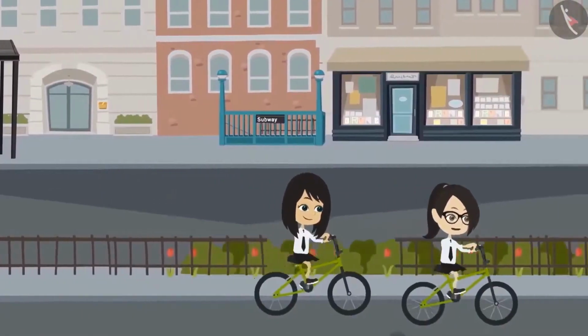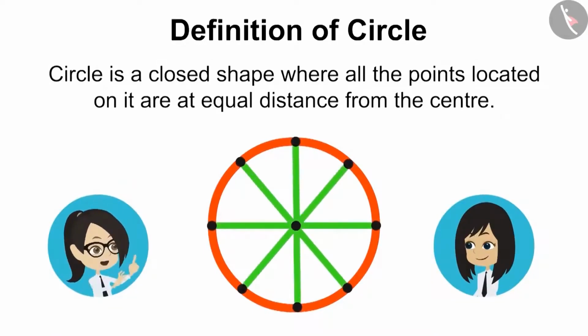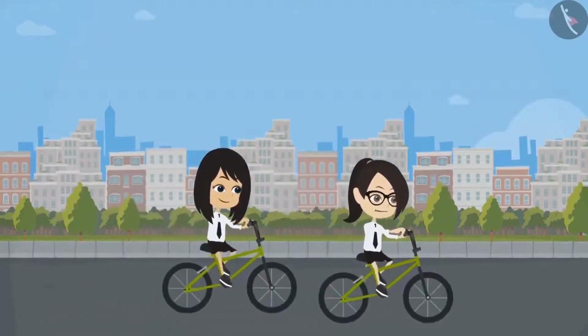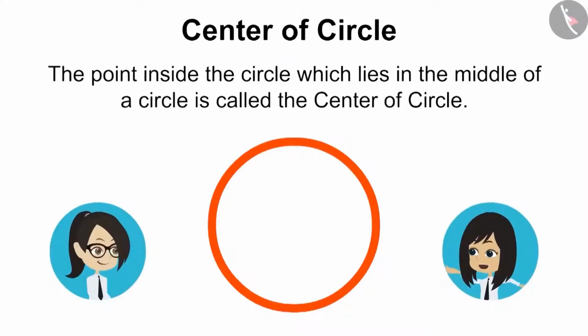Yes, I remember it well. Circle is a closed shape where all the points located on it are at an equal distance from the center. Do you remember what the center of circle is? Yes, I remember. The point inside the circle which lies in the middle of a circle is called the center of circle. Now, can you talk about diameter?